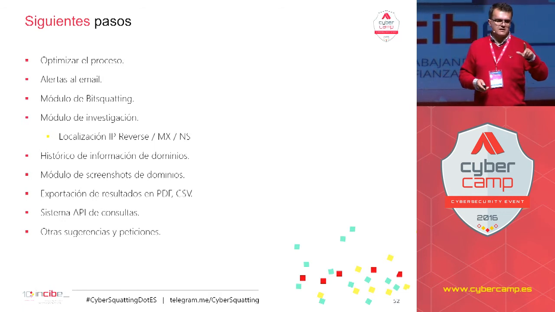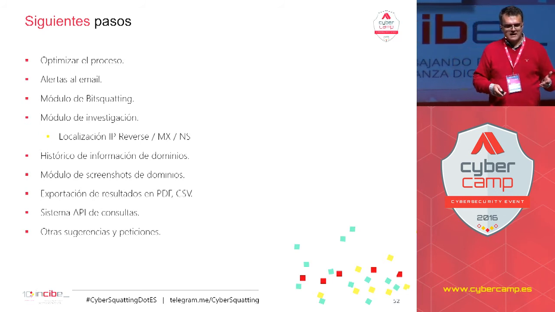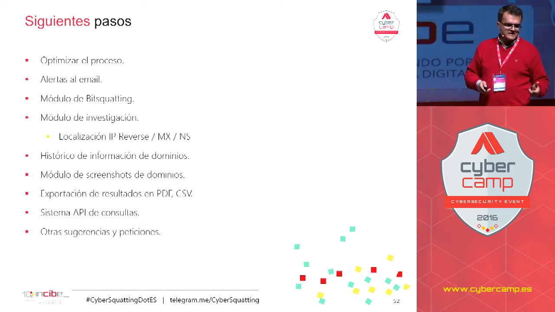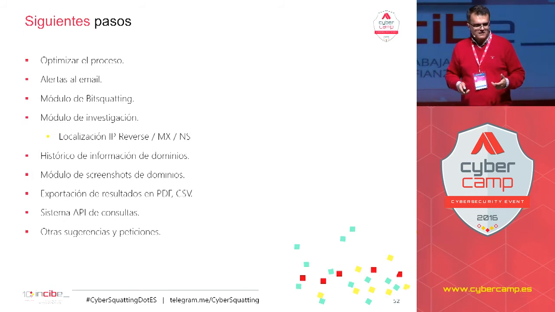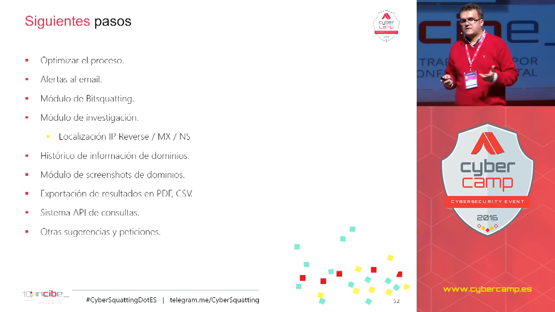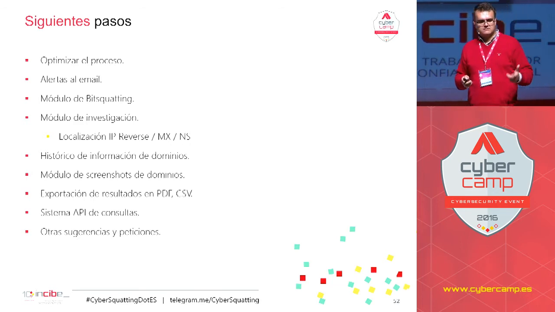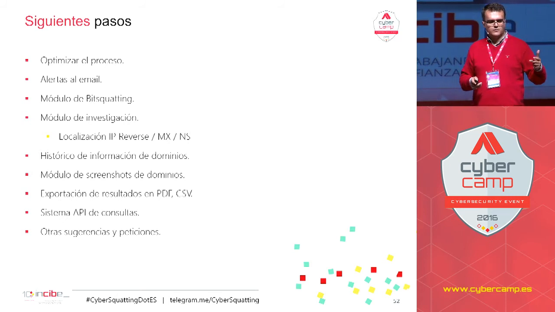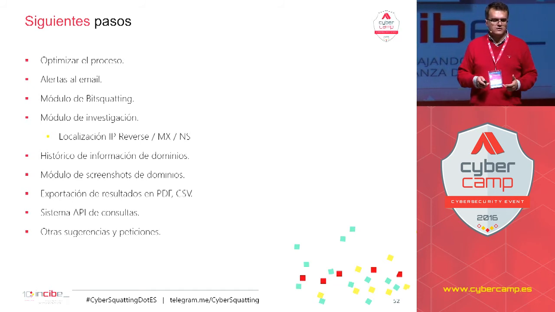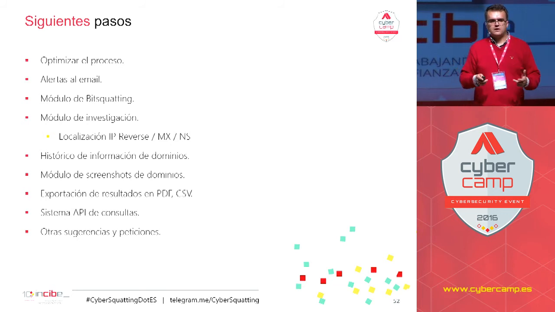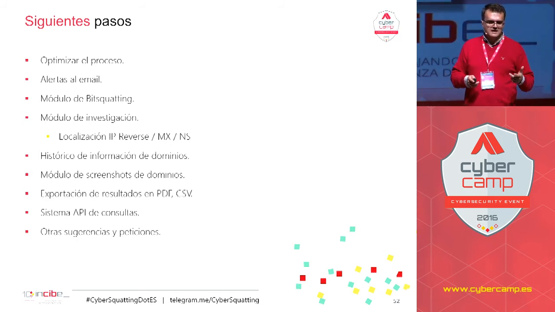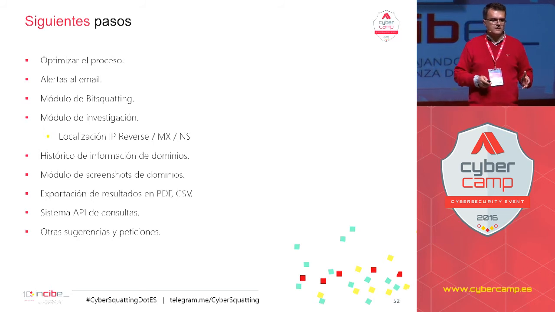Then a bitsquatting module: you need to switch all the characters to a bit, and then see where the difference is. It is easy to do, but we just didn't do it because we didn't have the time. Research modules are about locating reverse IPs, MX, NS. This is good because sometimes, if you are aware of a malicious IP, you want to find out about other domains associated with it. If we had it in our database, we could tell you which domains were related to that IP address or to those MX. If you look it up on Google, you don't find it. But if we had information about all the domains in Spain, we could tap into that info.